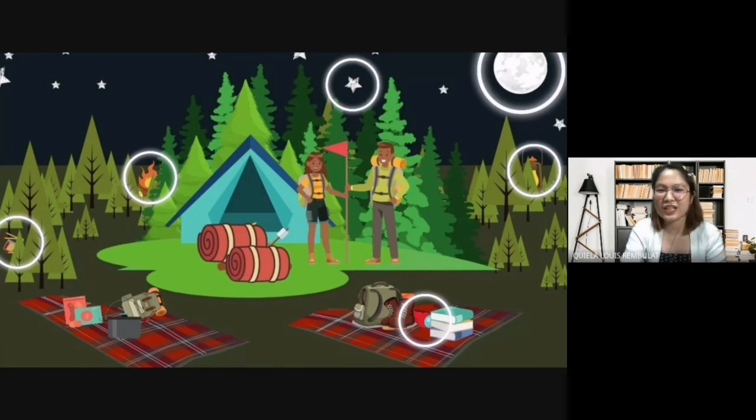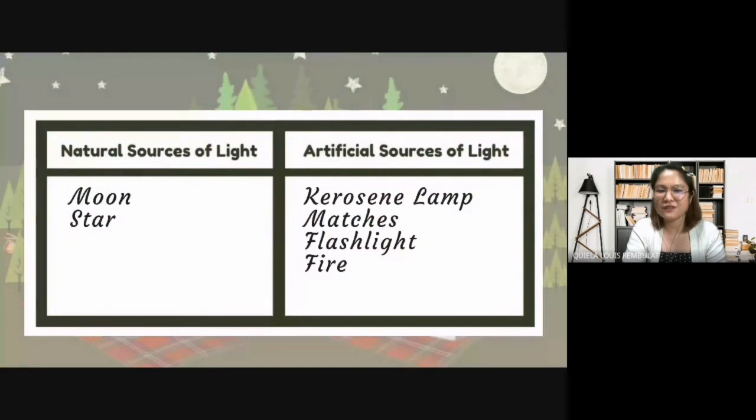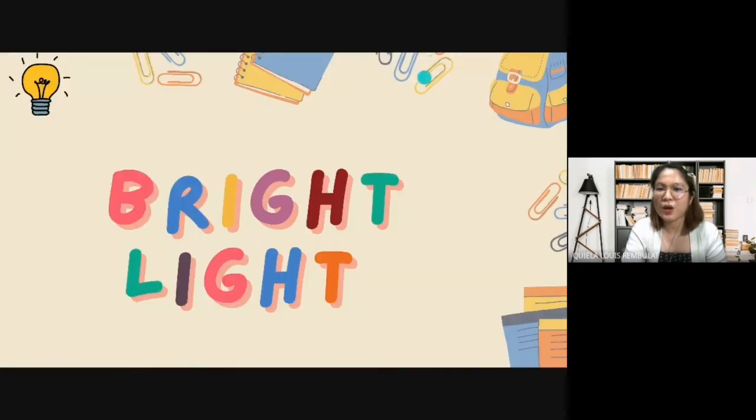Okay, very good. Let's see the summarization of your answer. So for the natural sources of light, we have moon and star. Then artificial sources of light, we have kerosene lamp, matches, flashlight, and fire. So it is right, we have no trees for the sources of light. Okay, now that we are done with your worksheets, let's proceed with your assignments.